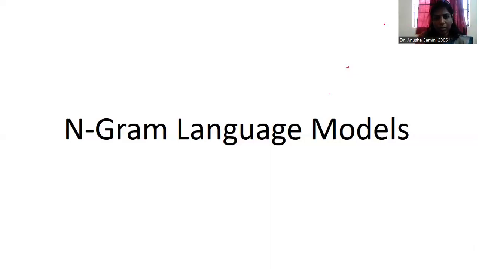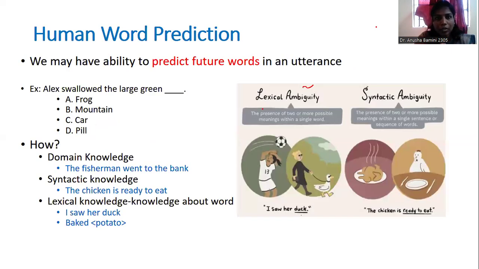Good morning, students. The topic for today is N-gram language models from Module 1. So already we know the concept of N-gram language model. It may be 1 gram, 2 gram, which means bigram, or trigram. It leads to N-gram language model.